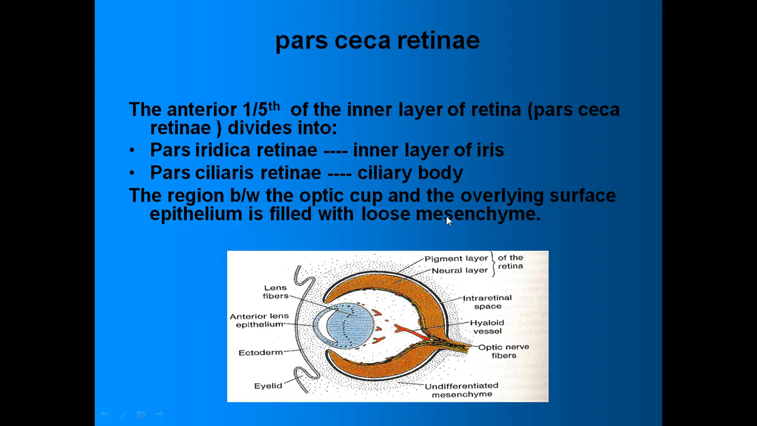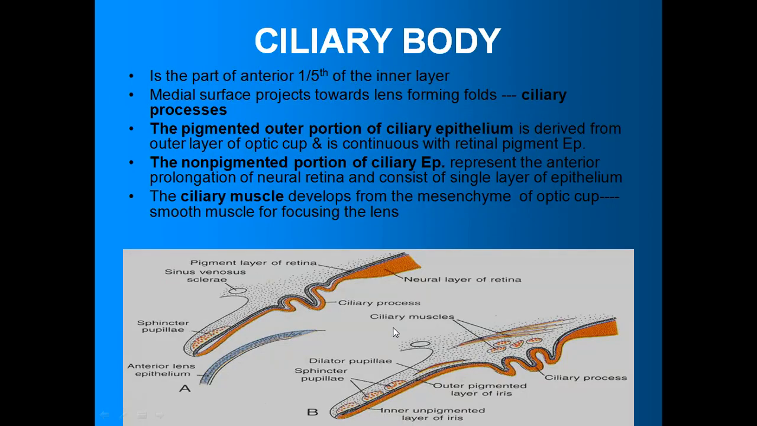So the junction between this optic cup and the overlying surface epithelium is filled up by mesoderm. This I already told you. So this mesoderm not only encircles the future eyeball or the optic cup, but also goes inside the eyeball to form the vitreous humor. So the ciliary body, how is it developed? It is developed from part of the anterior 1/5 of the inner layer. Inner layer, see this one, the neural layer of the retina, it's going inside. So the posterior aspect of the ciliary body is developed from the inner layer of the optic cup.